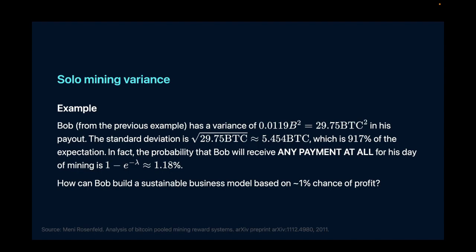How can Bob build a sustainable business model? How can Bob calculate his return of investment, his ROI, or even make his mining activity rational and have it make any sense if there's a 1% chance of profit? So that is the problem of variance in solo mining.